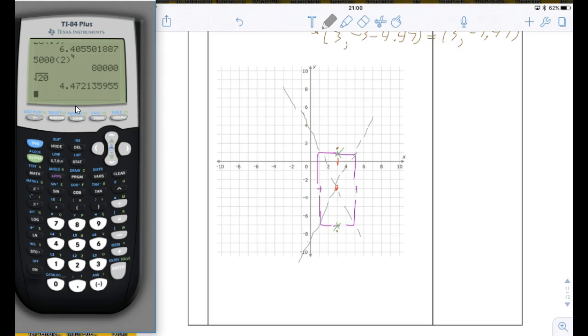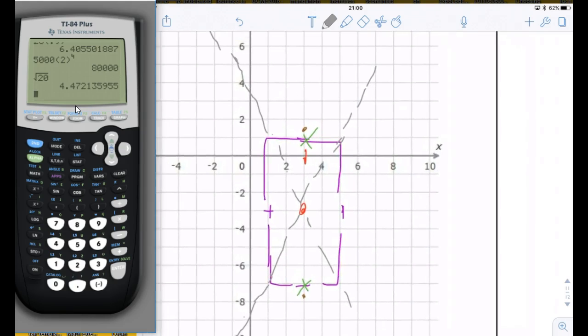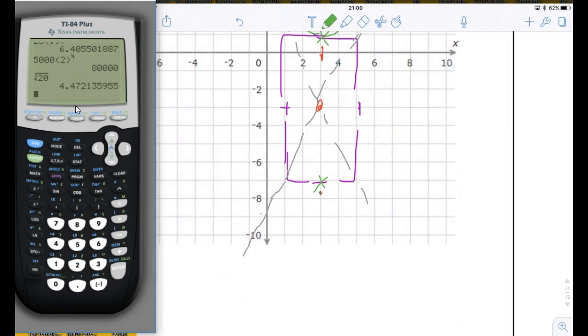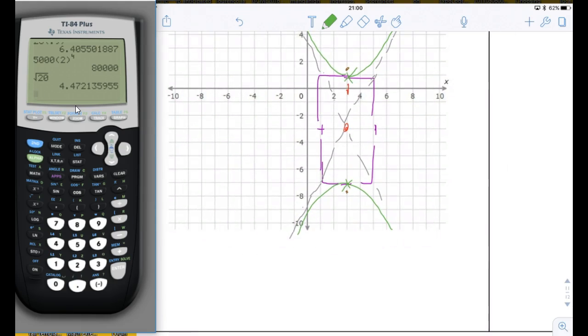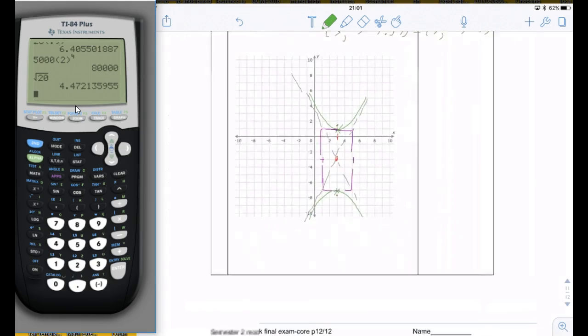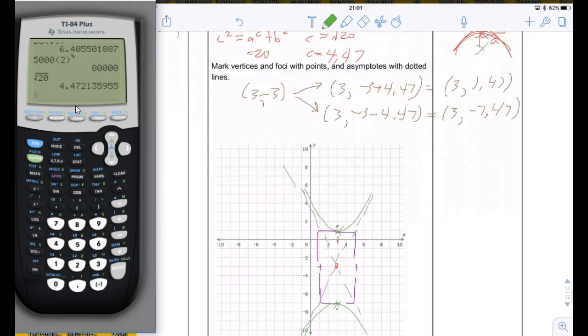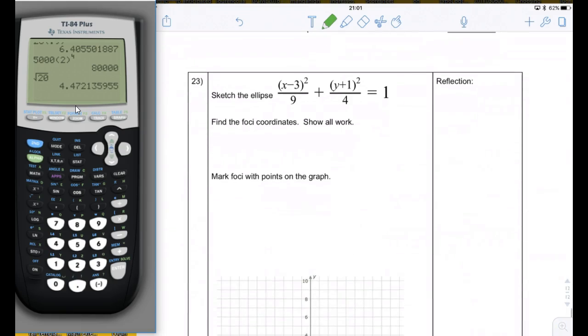Okay. And then now we just draw our hyperbola, and we're going to draw the hyperbola through the vertex, and then it follows the asymptote as it goes out. So it goes like that. Do you see how the foci are inside the hyperbola? So I think that's it, right? Okay. Let's move on to the last problem, which is to do the same thing with an ellipse.